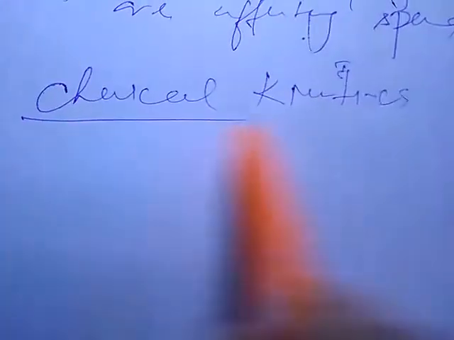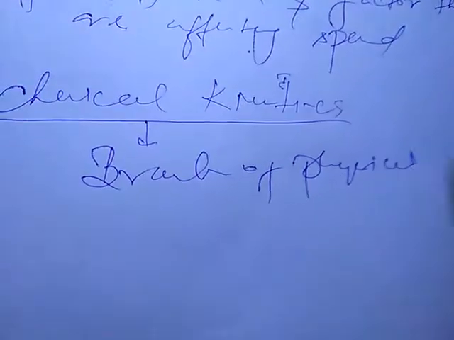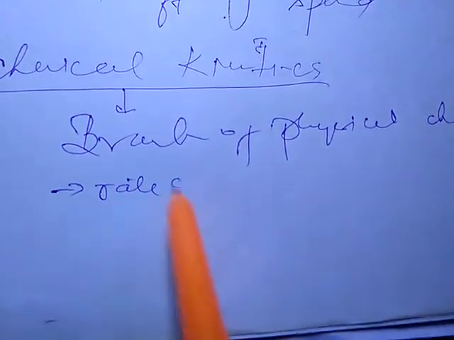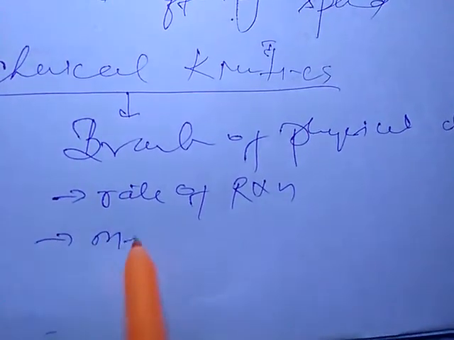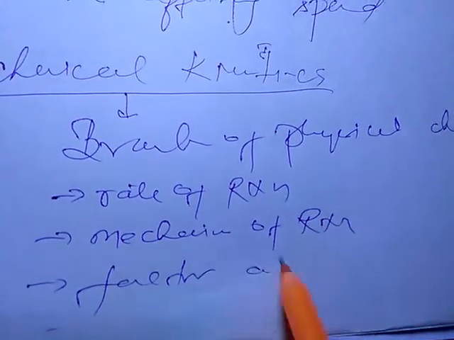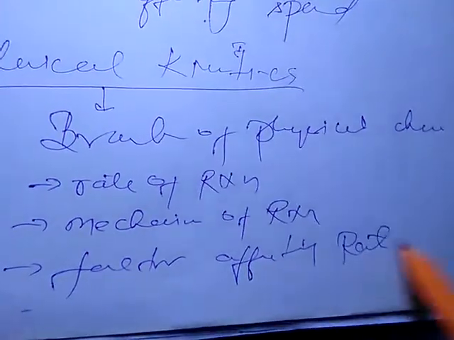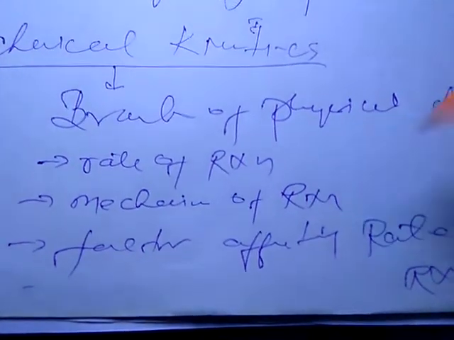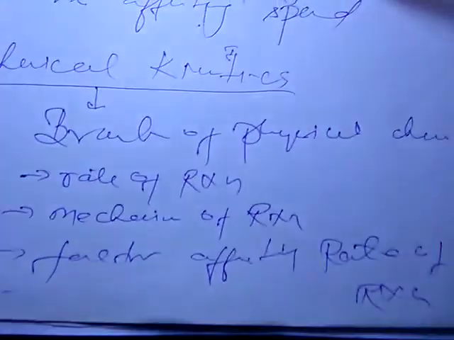Now, if we want to define chemical kinetics, we can define it as the branch of physical chemistry in which we study the rate of reaction, the mechanism of reaction, and the factors affecting the rate of reaction. So we can define chemical kinetics as the branch of physical chemistry which deals with the rate of the reaction, the mechanism of the reaction, and finally the factors which affect the rate of the reaction.